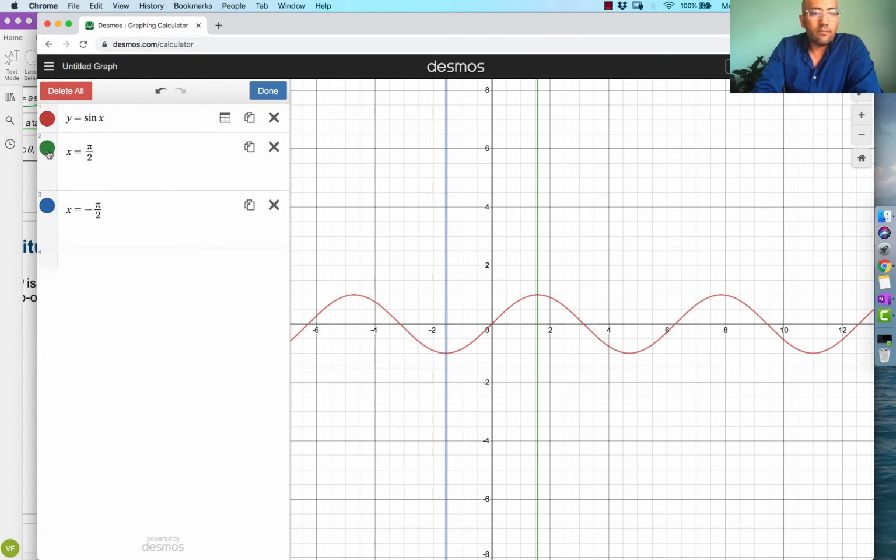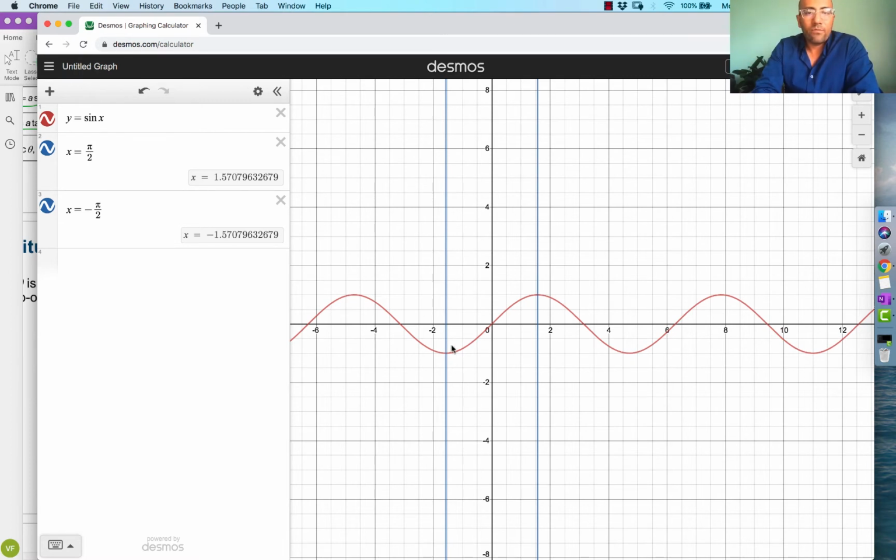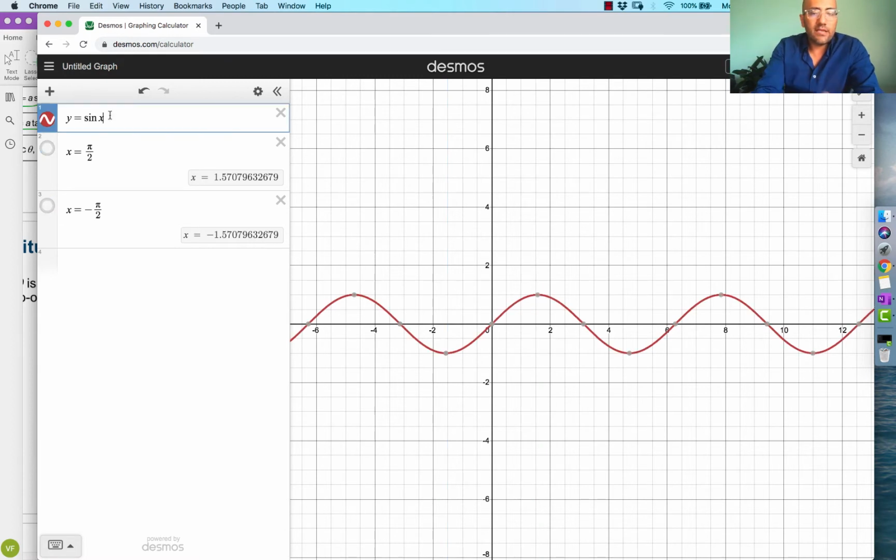Let's put it in blue. Done. Okay, so if we just restrict the sine function to just this little piece, in that little piece, the sine function is going to be 1 to 1. Good. Okay, the other one was tangent.